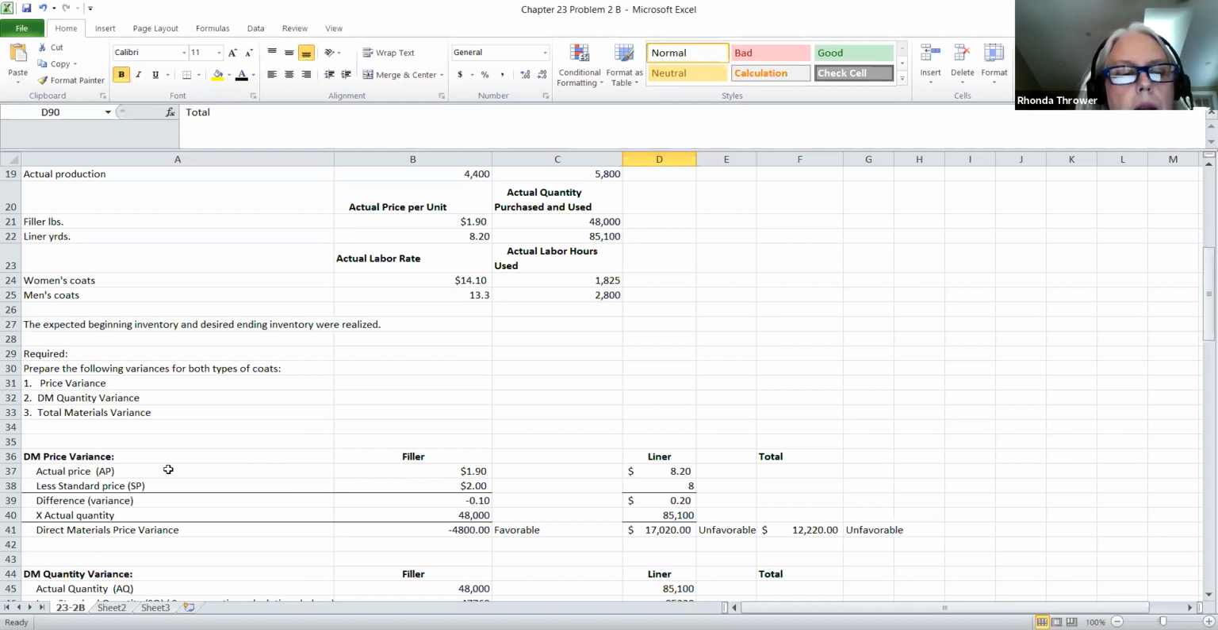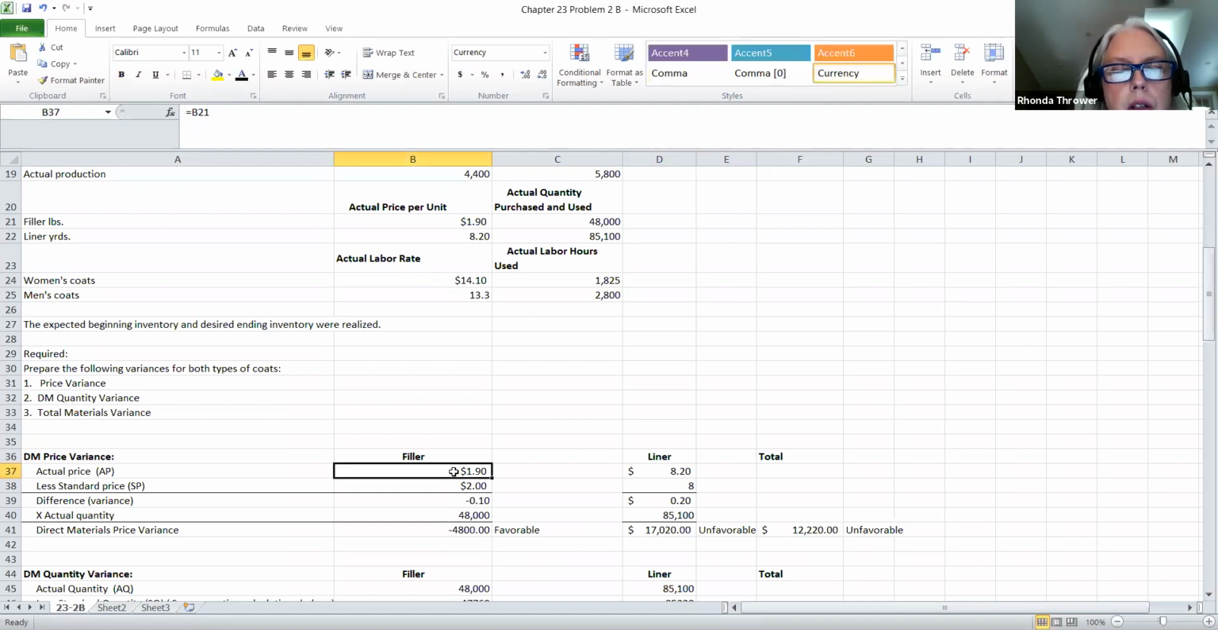Now, because we have two types of direct materials, filler and liner, I'm going to do my filler separate from my liner, and then I'm going to combine them together to get the total direct materials price variance. So this is basically the same thing that you did in the last video. The only difference is we have two types of materials that we have to account for. In this case, we're going to start with our filler.